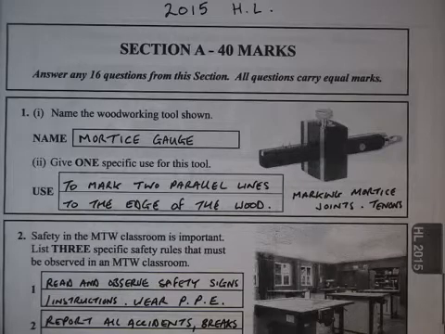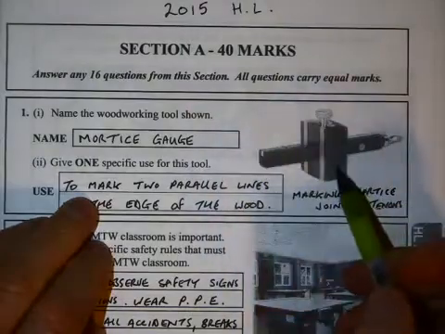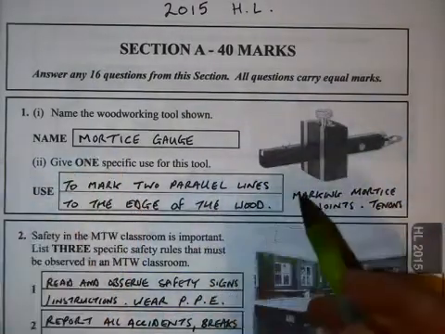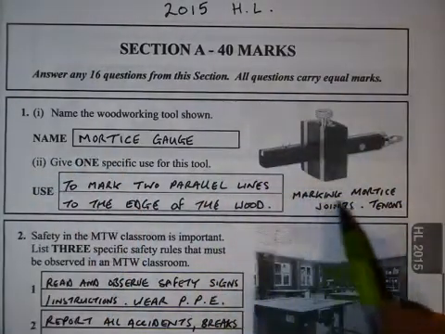2015 Higher Level MTW, Section A. First one up here is name the tool showing: mortise gauge, used to mark two parallel lines, or you could put marking mortise joints and tenons.